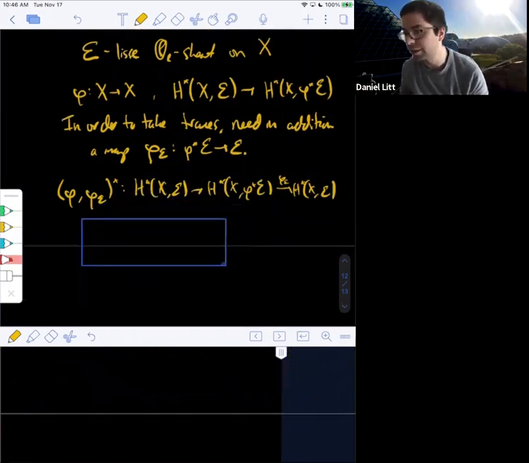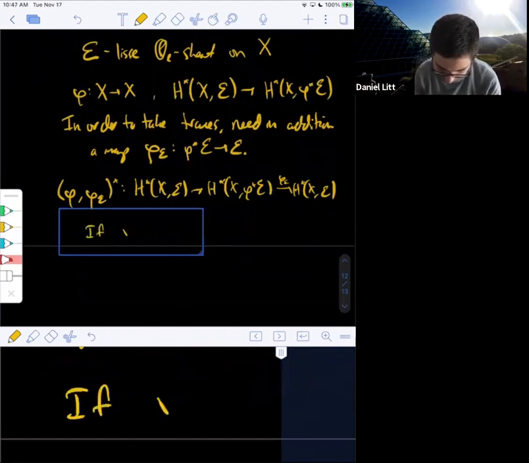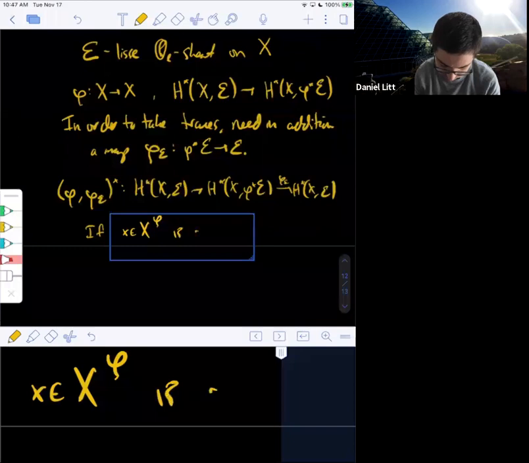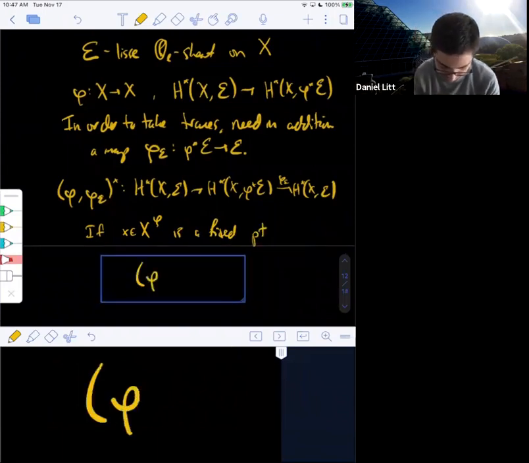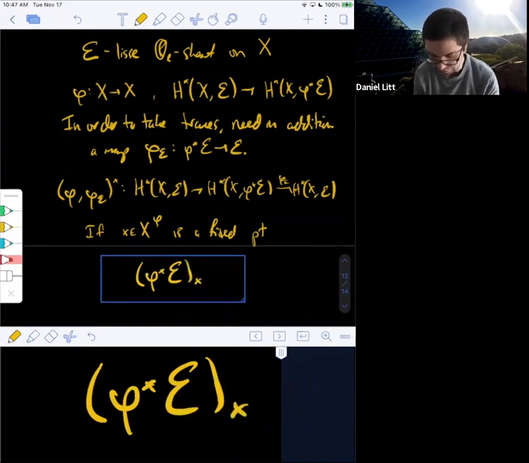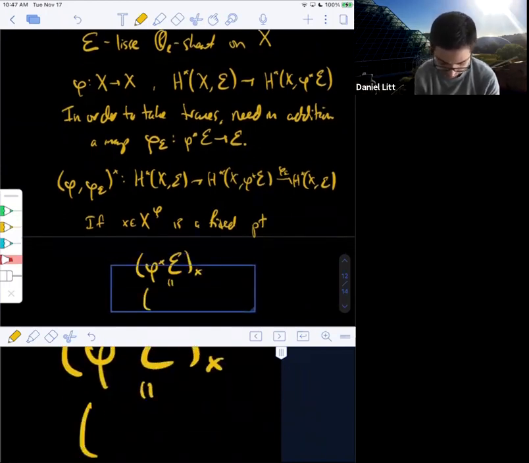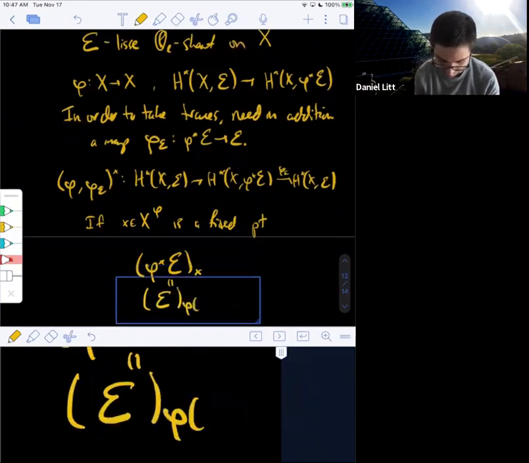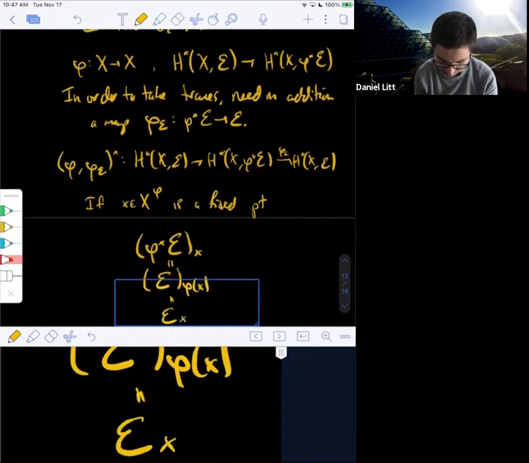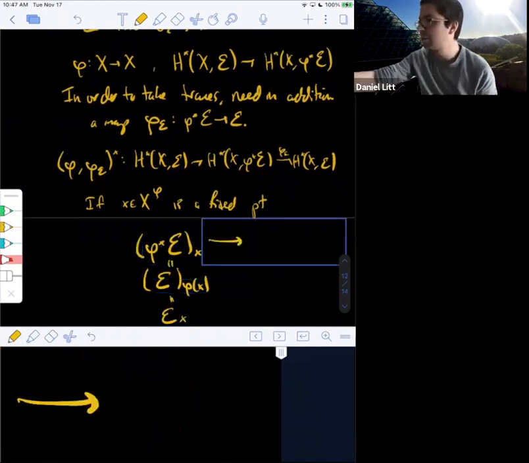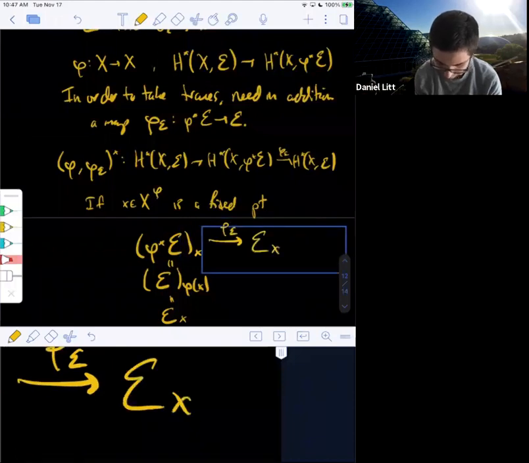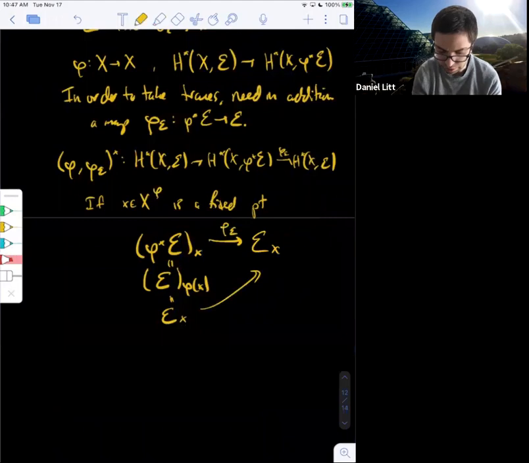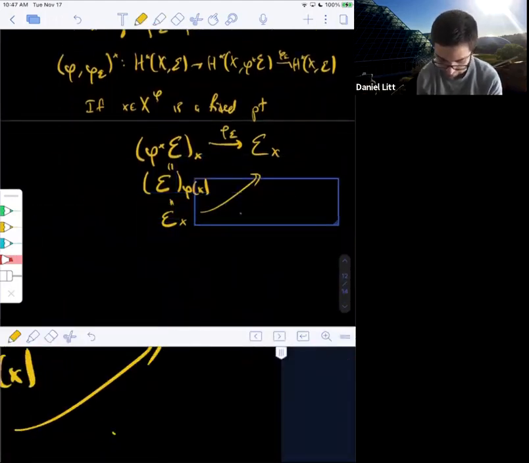So let's also look at what happens if we have a fixed point. Now if x in X is a fixed point of phi, then we can look at the stalk of phi star E at x. In general, the stalk of the pullback is the stalk of E at the image of x under phi, and x is a fixed point, so this is just E_x again. And then this maps via phi_E to E_x. Okay, so we get a map like this. Let's call this map phi_x.